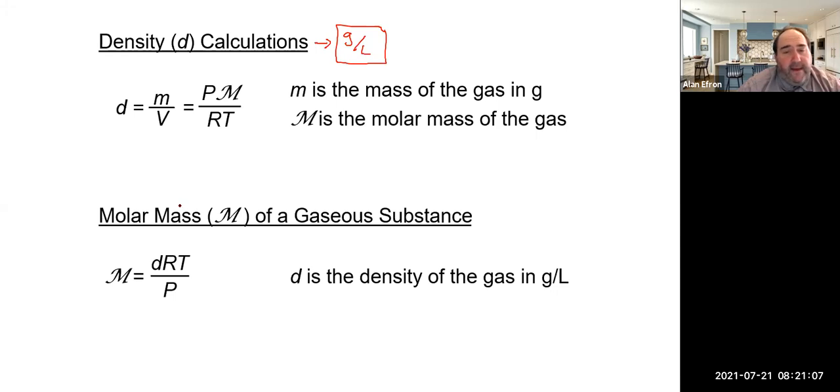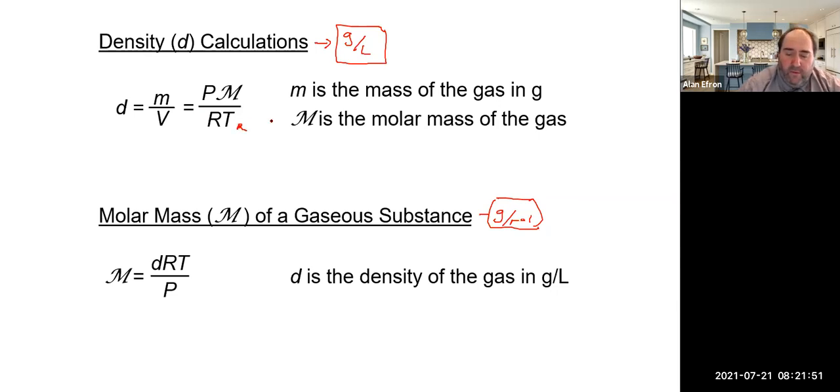You could also calculate the molar mass of a gas. The molar mass of a gas, or molar mass of anything, is in units of grams per mole. And the molar mass would equal the density in grams per liter times R times T divided by P. So really all of these are basically derived from the ideal gas law. You could actually use the ideal gas law instead of these formulas. They're really the same, but if you don't want to memorize these, you can use the ideal gas law, and we'll talk about how to do that in just a second.